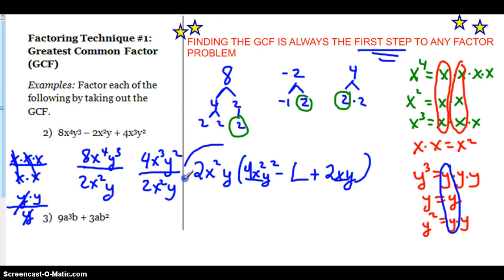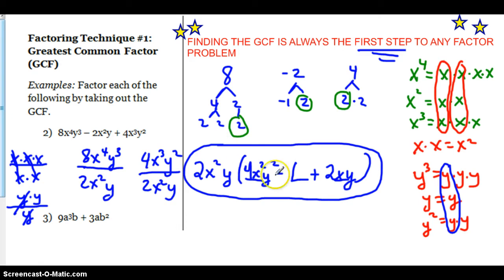So there we finished. We factored out our greatest common factor, and it was 2x squared y, but our final answer is the entire answer that we've come up with. I want you to go ahead and try number 3 on your own and then bring it back, and I'll show you another way to do it.